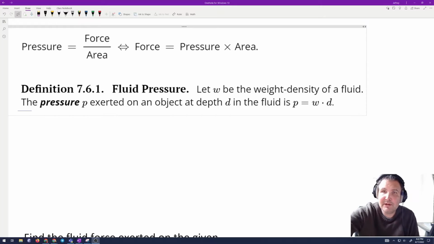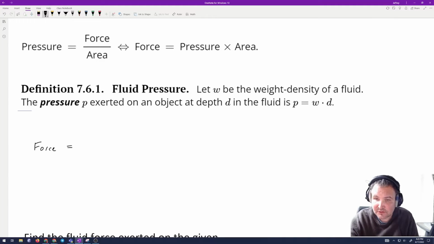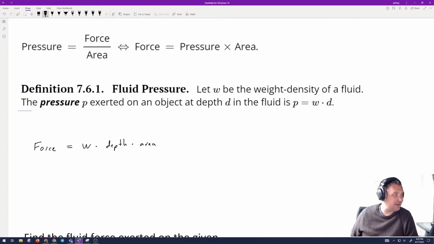So how can we write this force? The force is going to be the pressure, but as you can see, the pressure depends on the weight density of the fluid. So for water, that happens to be 62.4 times the depth in the fluid, and then times the area that it takes up. And so that's the guiding equation, and that's how we can remember what the integral is.